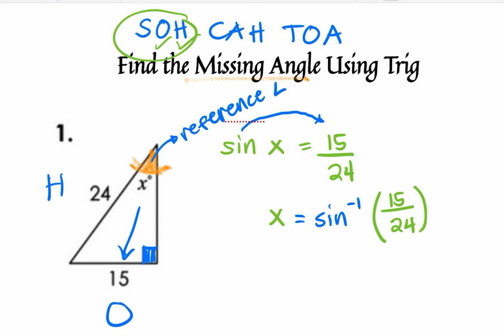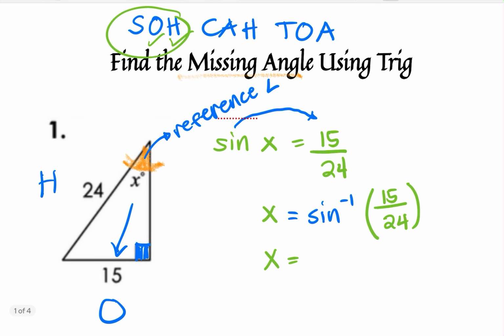In our calculator, hopefully a scientific calculator, you will see sine inverse, which requires you to hit second. So I would press second and then sine, and your calculator will allow you to type the fraction 15 divided by 24, and it should give you 37. If we round our answer to the tenths place, we will have 38.7 degrees.